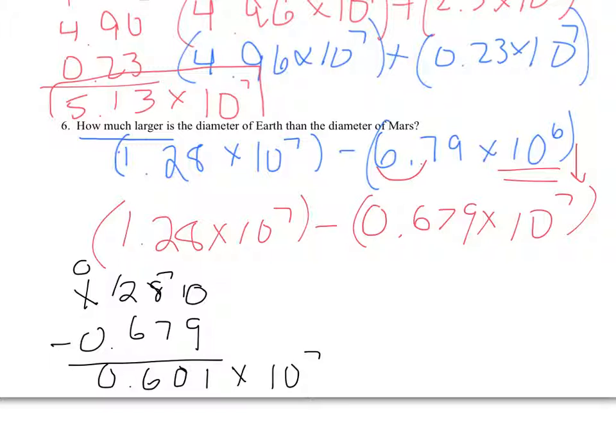Now, a red flag should automatically come up. Is this in scientific notation? It is not. Alright, so I need to move that decimal point right here, make it hop to the right. Alright, so now it's 6.01 times 10 to the, well, if I went from small to big, I got to go big to small, so make that 10 to the 6th.